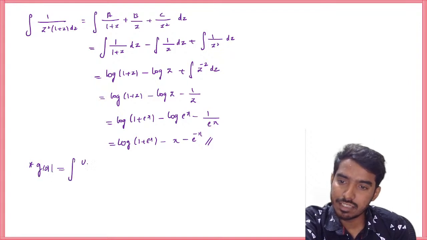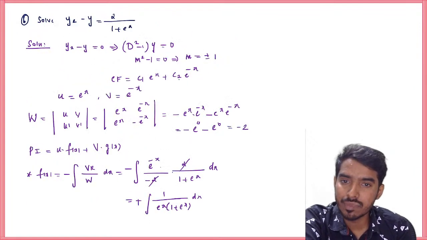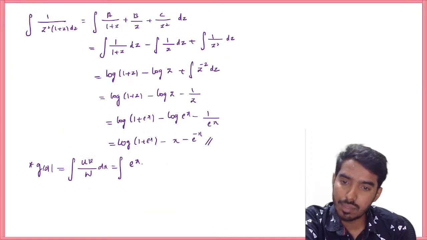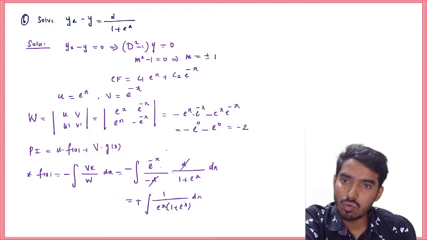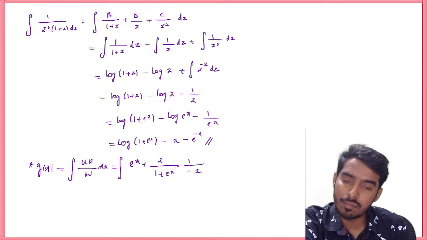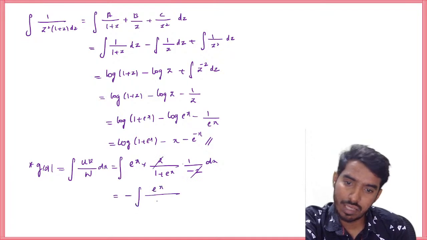G of x is integration of u r by w dx. So integration of u. What is u? U is e power x, right? E power x. What is r? 2 by 1 plus e power x. W, right? W is minus 2, right? Okay. So these two will get cancelled. So we have minus integration of e power x by 1 plus e power x, right?